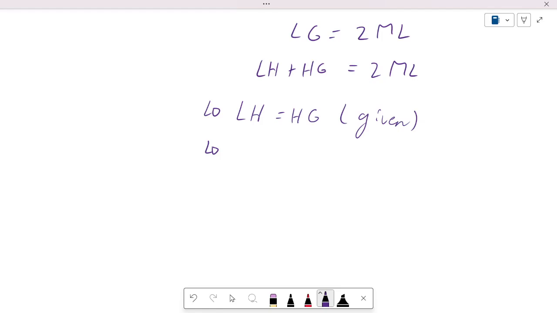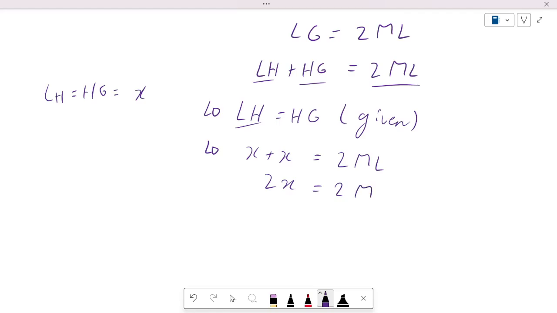I can actually do it mathematically. Remember, because I said these two are the same, let me just let these two equal to x, right? So LH is equal to HG, which is equal to x, right? So essentially that's just going to be LH plus HG, which is just going to be x plus x, right? Which is equal to 2 times ML. And this is going to give us 2x is equal to 2ML.